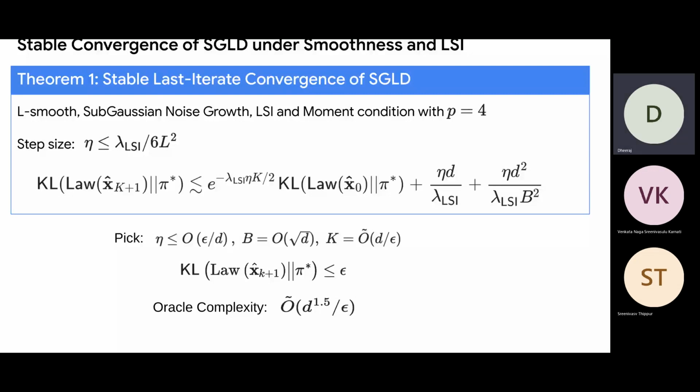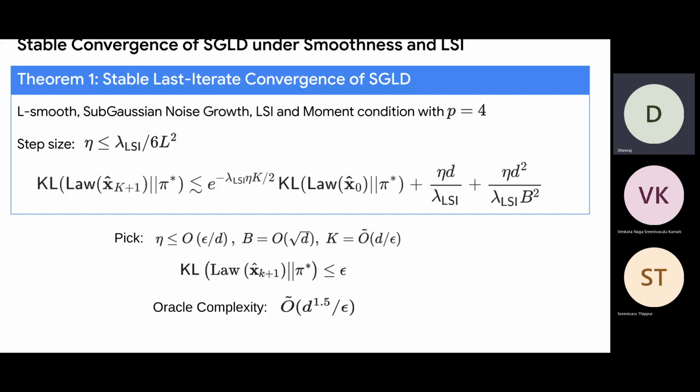And when you say law of x hat k, is that known, the distribution? Okay, you can initialize it to whatever you want, right? You can initialize it, for instance, to a Gaussian. Then you can ensure that this is polynomial indeed. So what appears in the complexity will be polylog indeed.